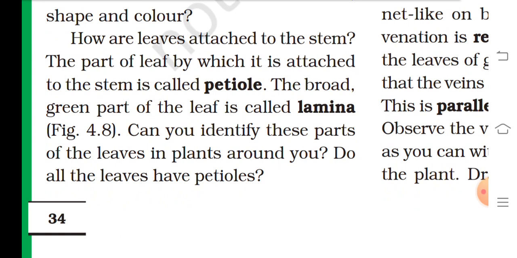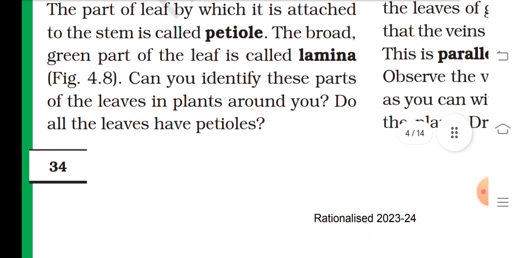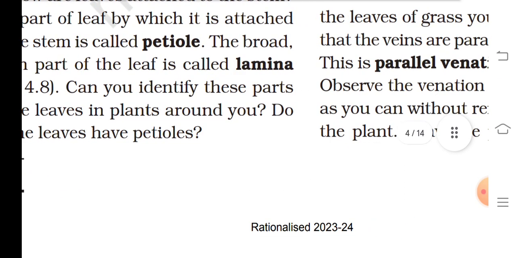The part of the leaf by which it is attached to the stem is called the petiole. The broad green part of the leaf is called the lamina. Can you identify these parts of leaves in plants around you? Do all the leaves have petioles?